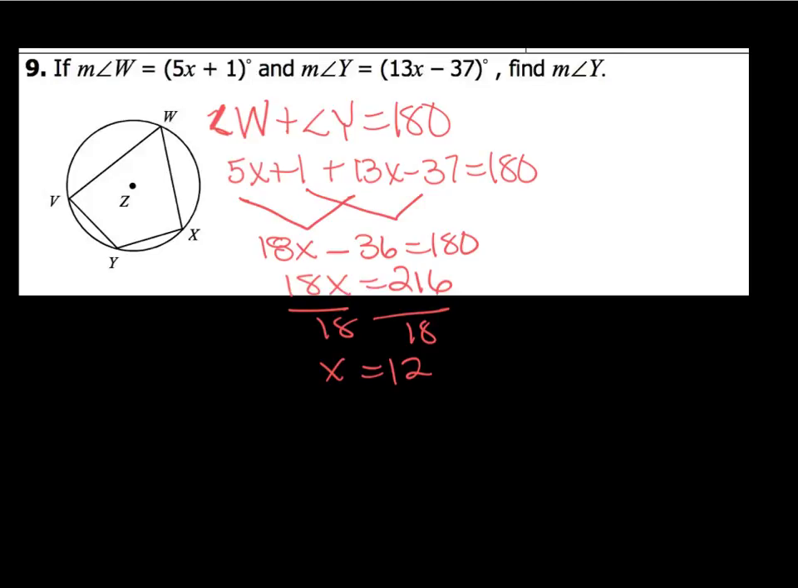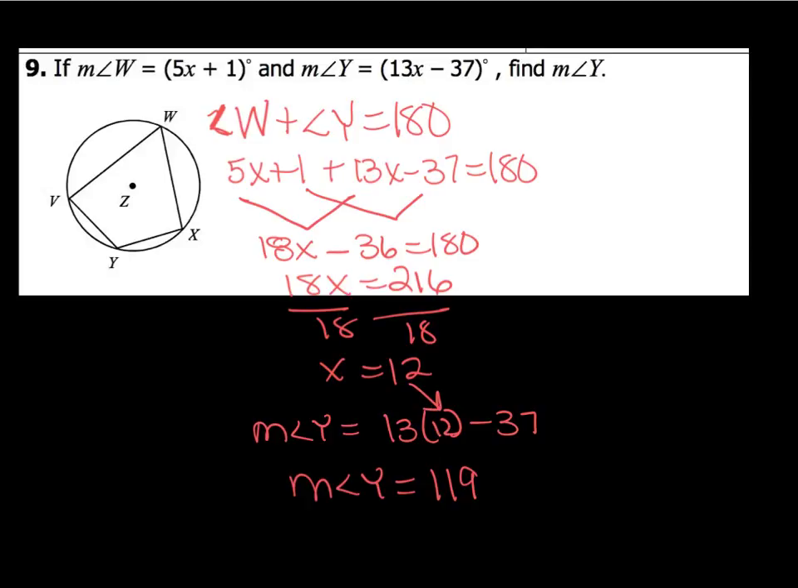However, it asks us to find the measure of angle Y. So for the measure of angle Y, we use the expression 13x minus 37, and we're going to let x equal 12. And voila.